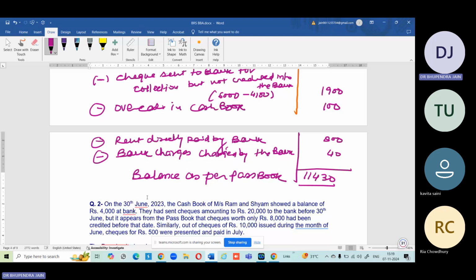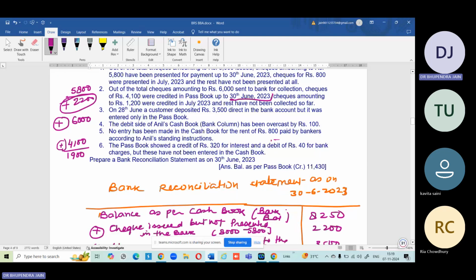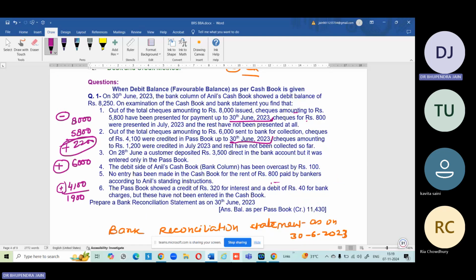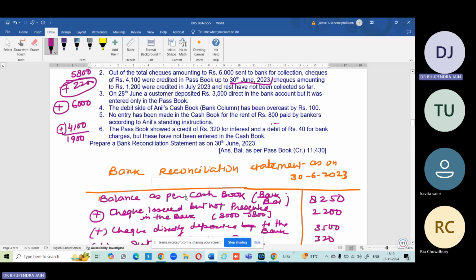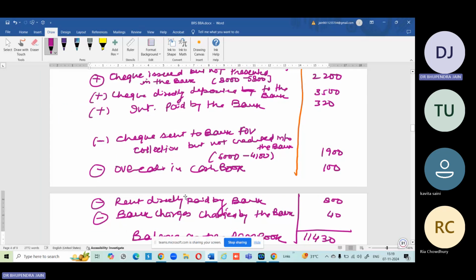So now we have to calculate the balance as per cash book. Or if we start the question by taking the balance of the cash book, then definitely we have to calculate the balance as per passbook. So this is the bank reconciliation statement. Next question.